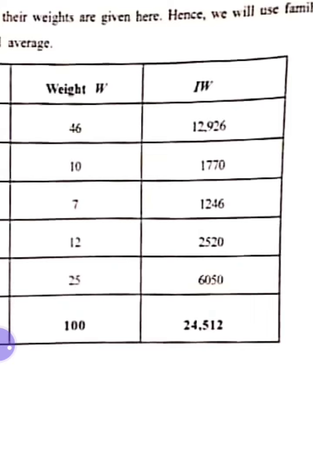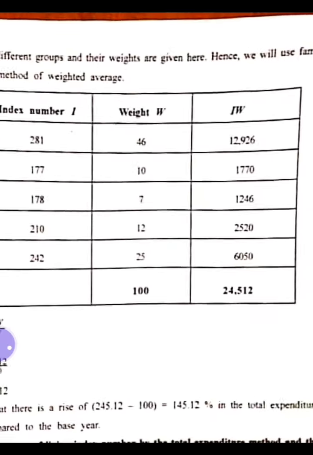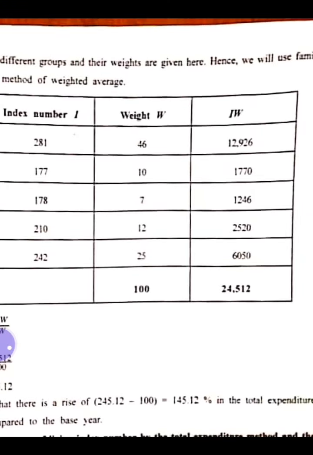For the food item, you multiply I and W, that is 281 multiplied by 46, which gives 12,926. Similarly for clothing, 177 multiplied by 10 gives 1,770. For electricity and fuel, 178 multiplied by 7 gives 1,246. For house rent, 210 multiplied by 12 gives 2,520. For miscellaneous, 242 multiplied by 25 gives 6,050.